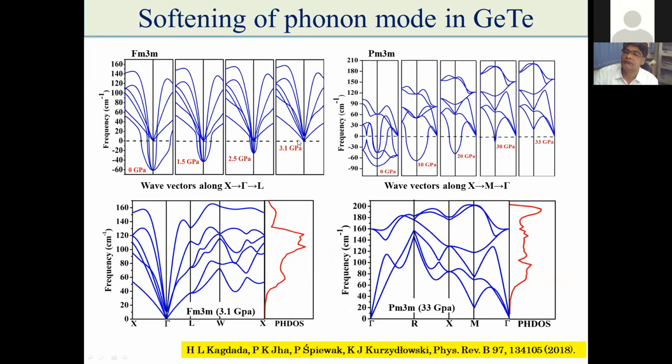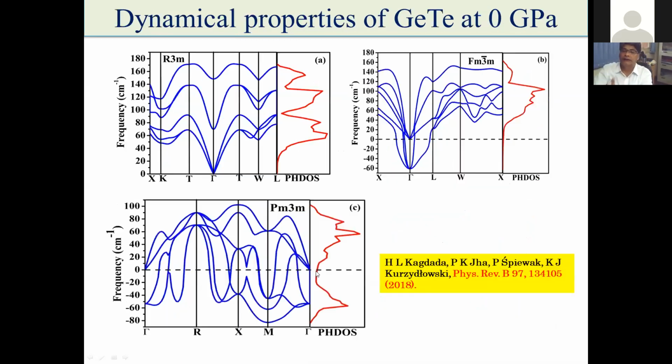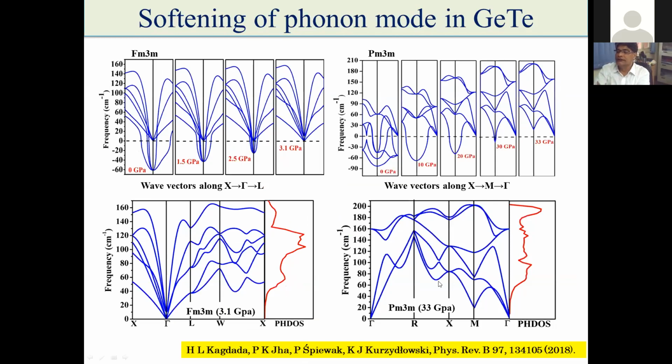Here also you can see how it basically goes. At 3.1 GPa, the cubic phase, the NaCl phase, is stable, where all phonon modes are positive. When it comes to 33 GPa, I have chosen this part, right? You can see here that all phonon branches are positive, or real, at 33 GPa.